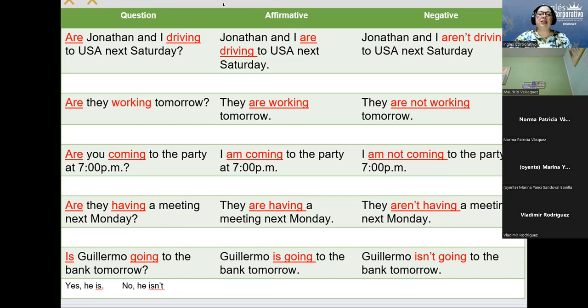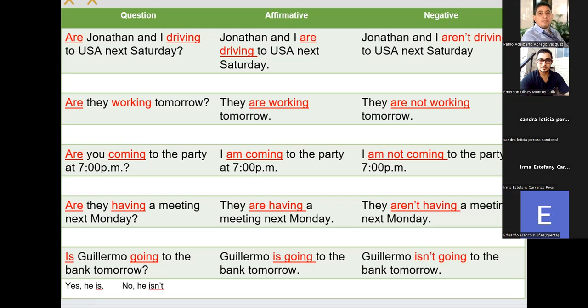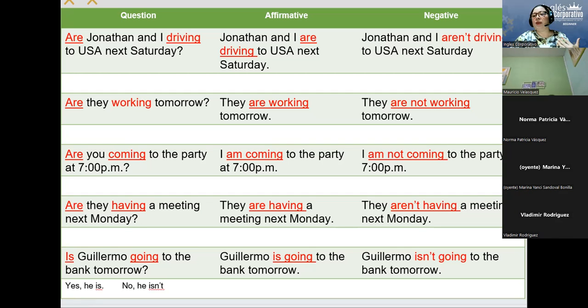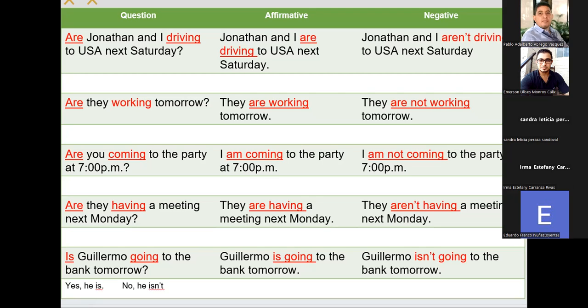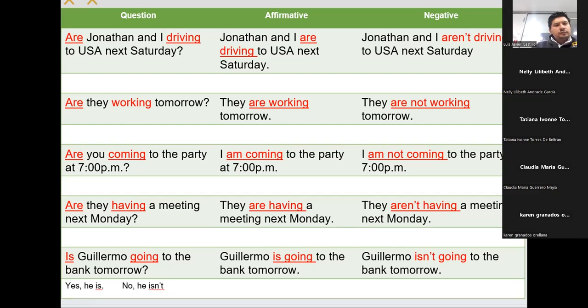So let's try to practice just reading it. Only reading, okay? I say the question, the first one, and you say the affirmative. Please open your microphones and let's try. Are Jonathan and I driving to USA next Saturday? Then you read the affirmative: Jonathan and I are driving to USA next Saturday. Everybody, please, open your microphones. I am going to say the question, you are going to say the affirmative, all right? There we go. Are Jonathan and I driving to USA next Saturday?